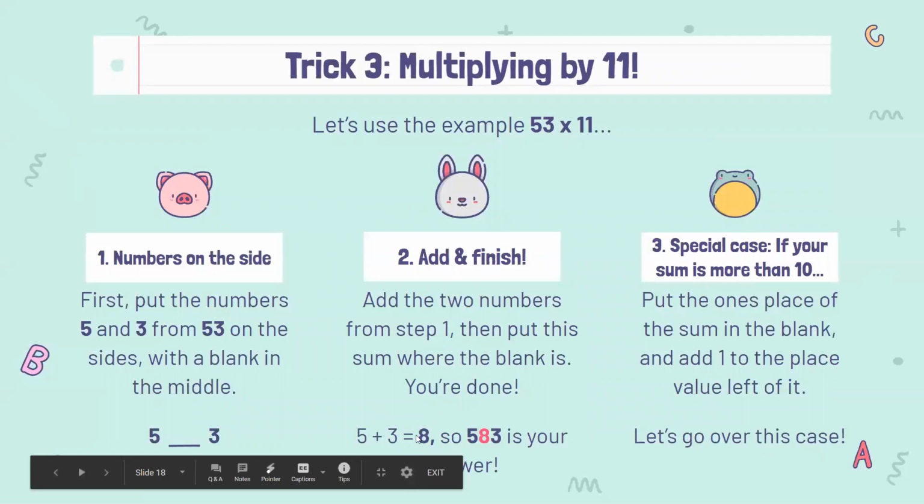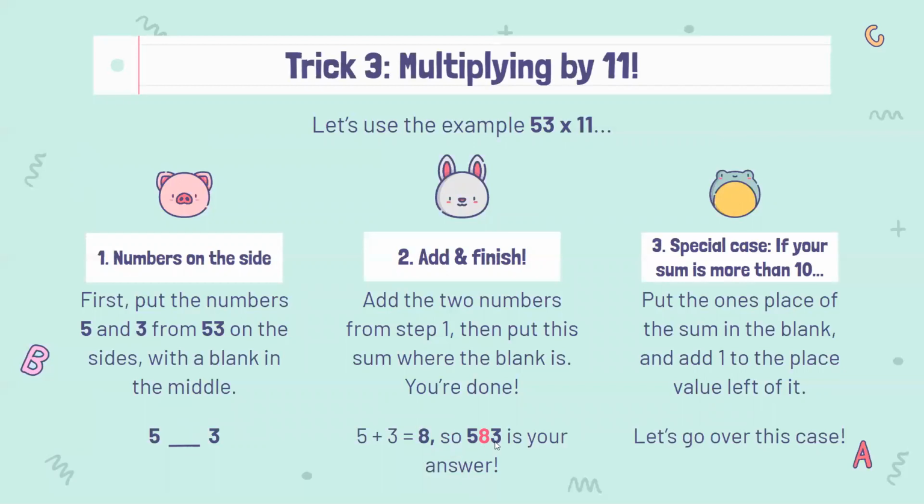For our second step, we want to add these 2 digits. 5 plus 3 is equal to 8. And so our mystery number with the blank in the middle is actually 8. And so all we have to do is fill that 8 in. Our total number is now 583. So 53 times 11 is actually 583.